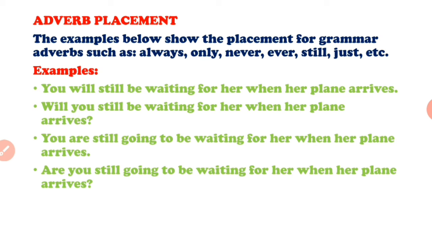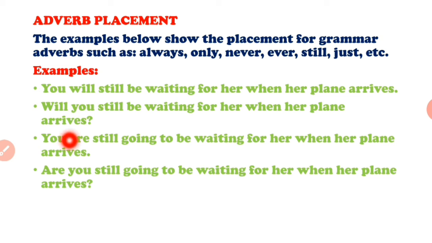What is the change here? What is the notable point in this sentence? You will still. What is the meaning of still? Still is an adverb here. Be waiting. Still means up to now. Will you still be waiting for her when her plane arrives? It means, are you going to wait for her till her plane comes?